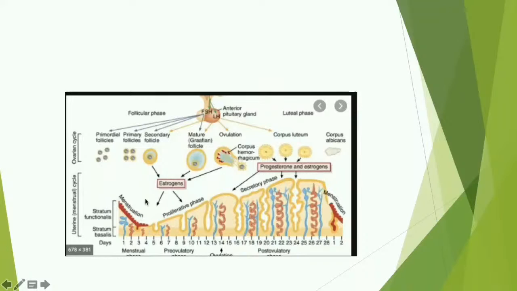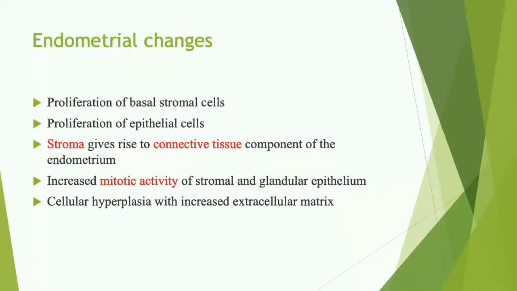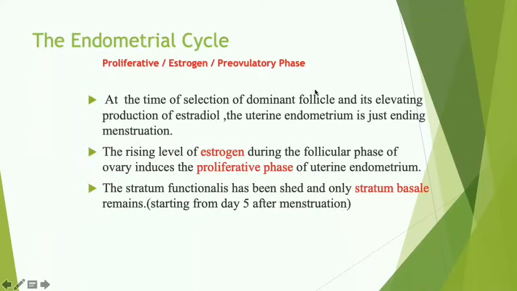So it is menstruation followed by proliferative phase followed by secretory phase. But for easy understanding and to make it more presentable, what we do is we start the answer by writing the proliferative phase, estrogen phase, or the pre-ovulatory phase. So now here we have assumed that the first part, 5 to 6 days, menstruation has happened and there has been sloughing of the tissue of stratum functionale.